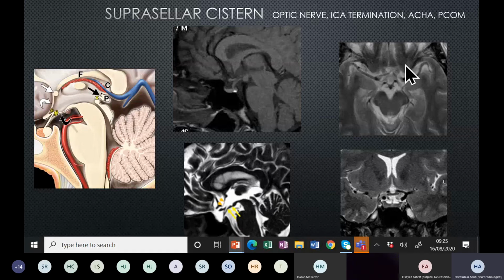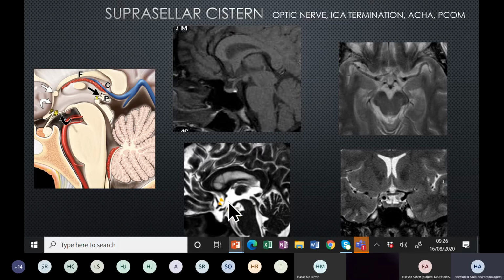So the optic nerves come from each side. These are the optic nerves, and this is the chiasm, and this is what we are seeing here on the sagittal image. So this is in the suprasellar cistern over here, and just behind the optic chiasm is the pituitary infundibulum, which is this small rounded structure over here. This is the pituitary infundibulum. And that forms the floor of the third ventricle.